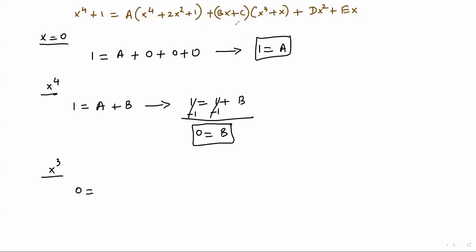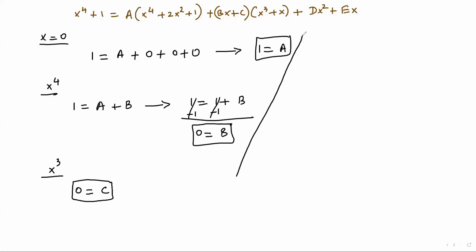Now let's move to the second term. When I distribute this bx to the x to the third power, it will be bx to the fourth power. When I distribute this bx to x, it will be bx square. When I distribute this c to x cube, it will be cx cube. So from the second term, the coefficient of x cube is just c. The third term does not contain x cube, and the fourth term also does not contain x cube. So the coefficient of x cube on the left side is 0. The coefficient of x cube on the right side is just c. From this, we just got the value of c. c is equal to 0.